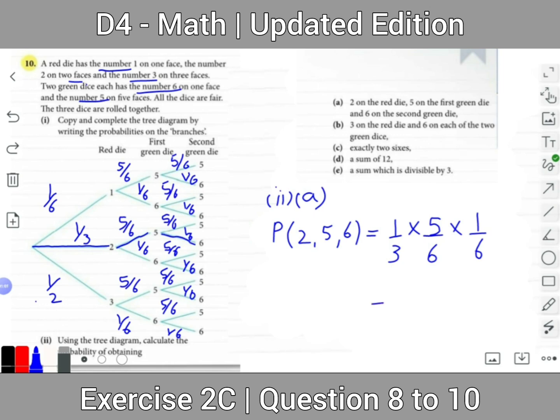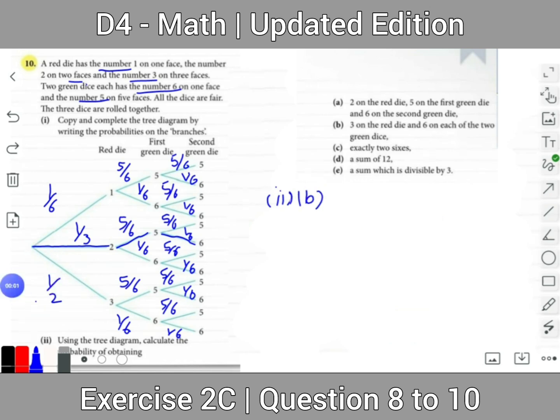Now after multiplying we get 5 over 108. So the probability of 2 on the red die, 5 on the first green die, and 6 on the second green die is 5 over 108. Now in part B, find the probability of 3 on the red die and 6 on each of the 2 green dice.